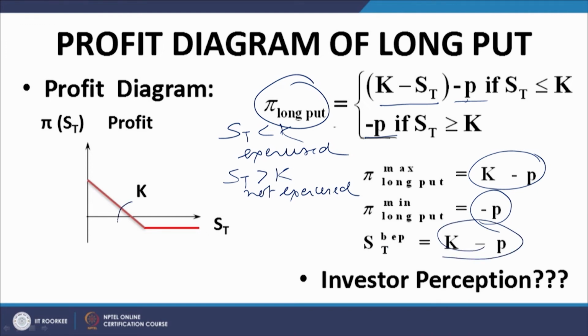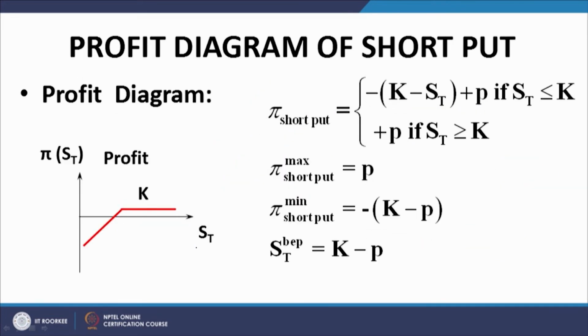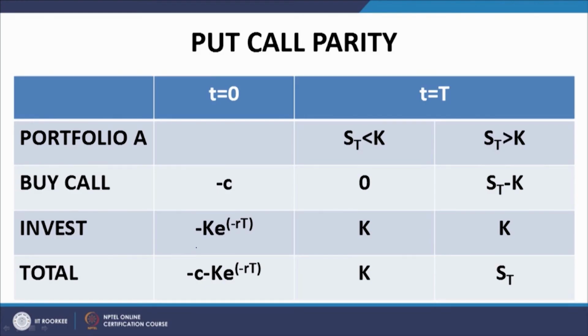This is the break even point. So, this is K minus P, this is the maximum profit, equal to K minus P, and the maximum loss is equal to minus P. And this is the corresponding diagram for a short put. I will not devote time to it, it is pretty much the same as we had for a short call. Now, we consider a very important relationship which is called put call parity.